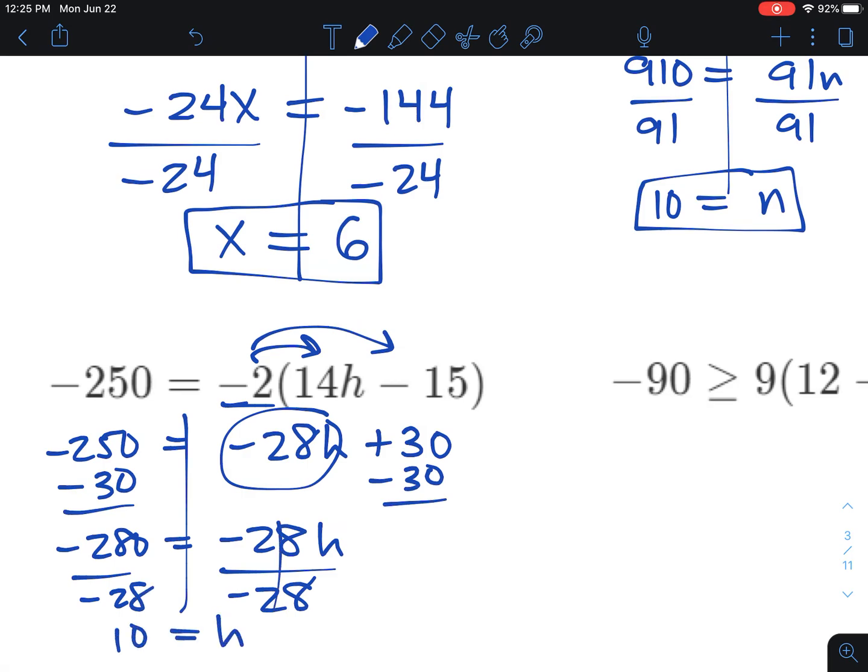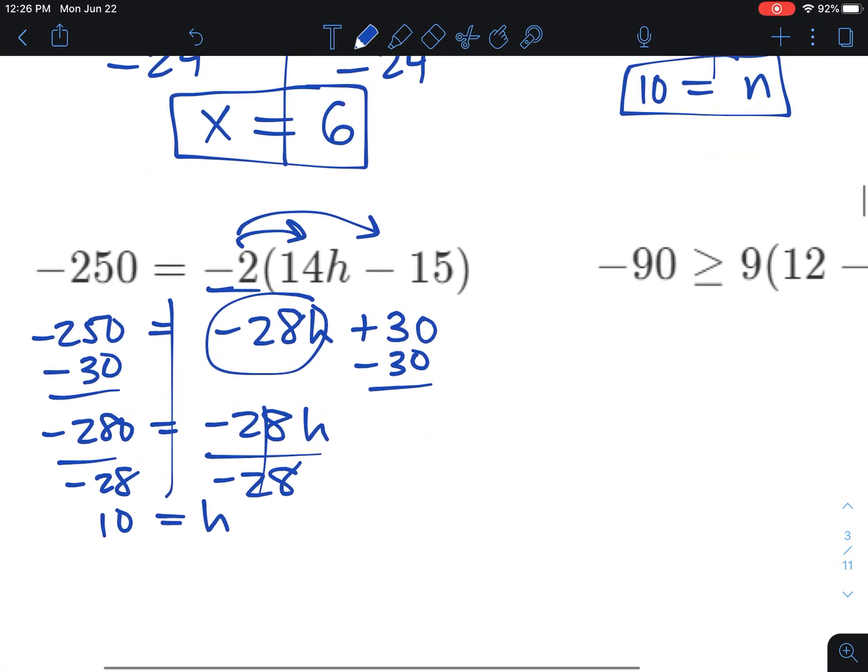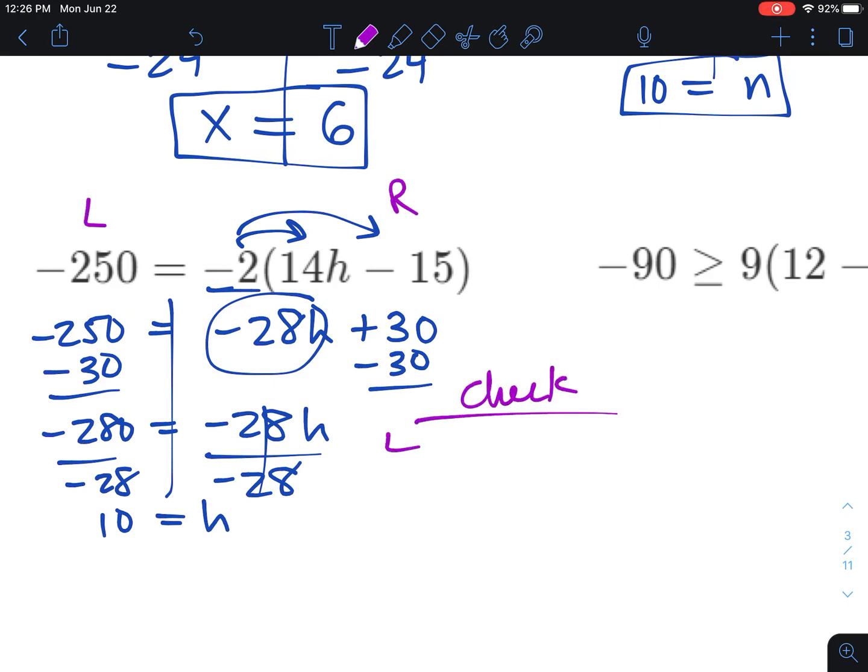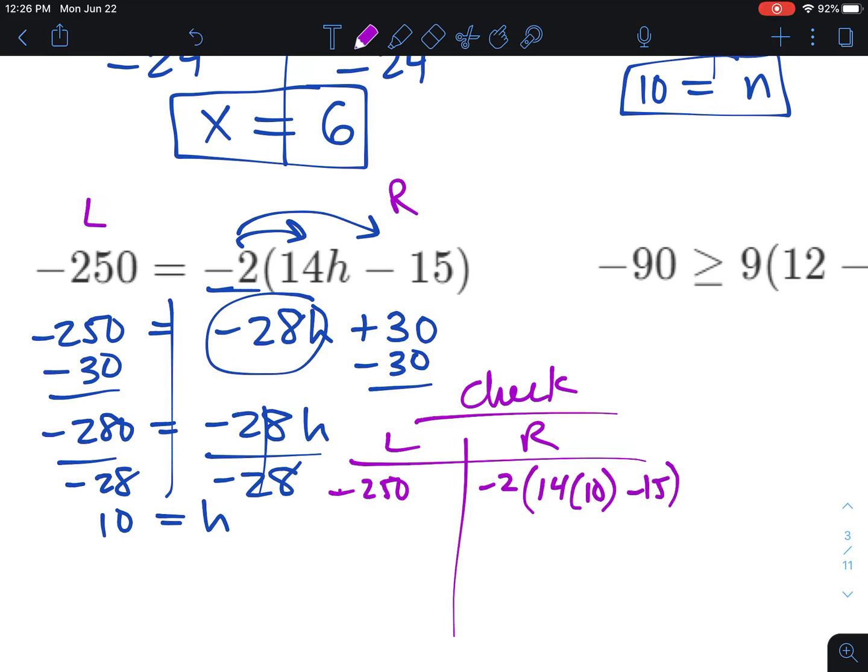10 equals h. Now, if you want to check this answer, you certainly could, like we've checked before with other kinds of equations. Just take your answer, plug it into the original equation, always the original, and show that both sides are equal. So this is the left side, this is the right side. The left side is just negative 250. The right side is much more complicated. Negative 2 times 14 times 10 minus 15, all in parentheses, times negative 2. Okay, so we do order of operations. So negative 2 times 140 minus 15. So negative 2 times 125.